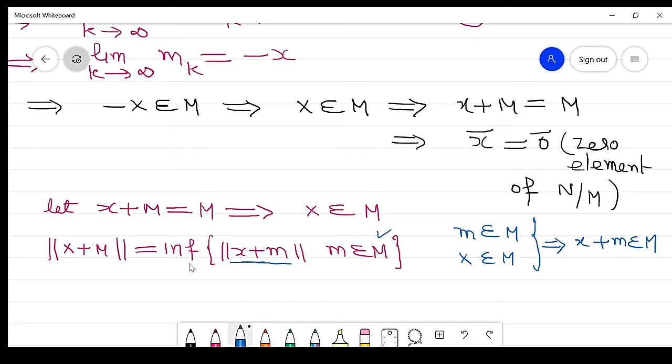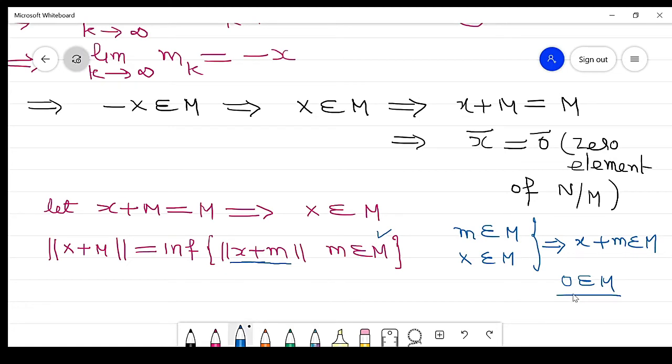So what is this set? This set is the infimum of the norms of vectors of M. Clear? So then its value will be 0. Why? Because M is a subspace. So 0 belongs to capital M because it is a subspace, and every subspace has an additive identity. And in M, the norm of every vector is positive, meaning greater than or equal to 0.